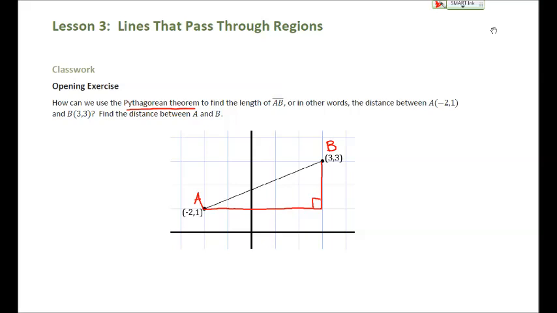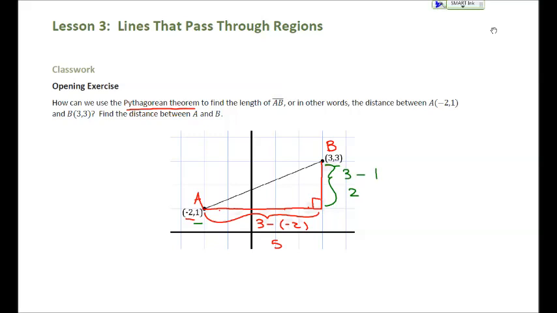So the horizontal difference is, let's see here, 1, 2, 3, 4, 5, it's 5, but I can also get that by taking the difference between the x coordinates. So 3 minus -2 is 5. And the y difference, this length right here, we can count to be 2, but I can also get that from the difference between the y coordinates, which is 3 minus 1, which is 2.